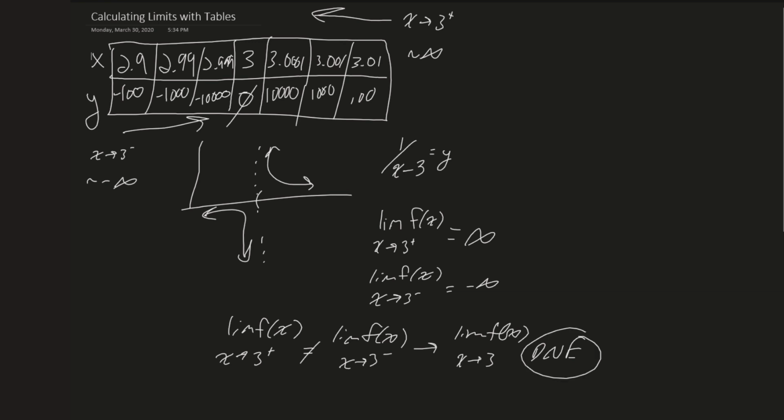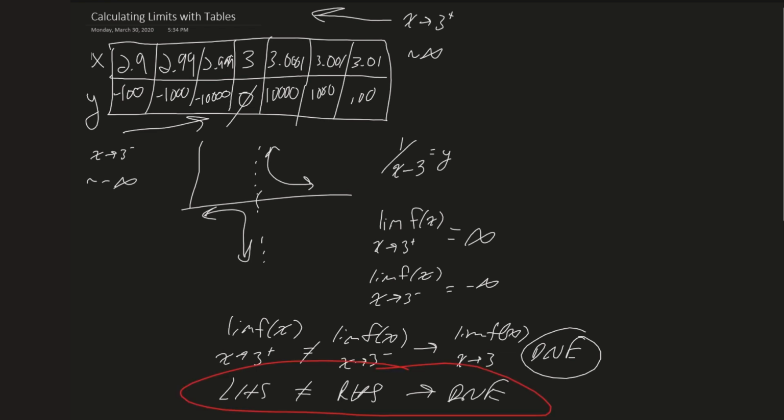That's very important. Remember, if the left-hand limit is not equal to the right-hand limit, then the limit does not exist. This is super important, and we'll get into that in a little while with continuity as to why that is particularly important. But remember, if left is not equal to right, it does not exist.